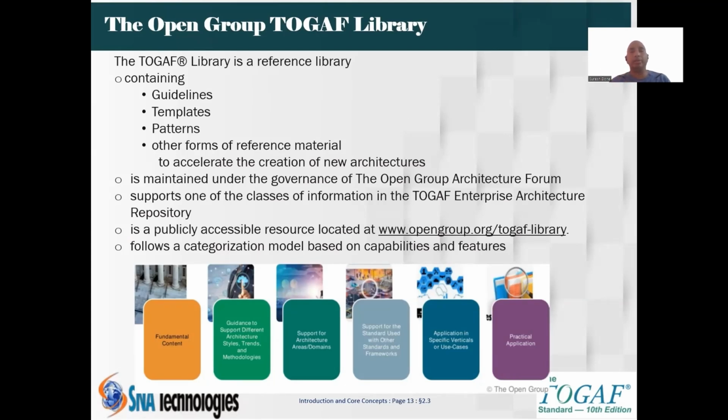some case studies. So there is a huge amount of content in the TOGAF library, and that content is basically divided into 6 categories. One is the fundamental content, and then guidelines to support different architecture styles, trends, and methodologies, support for the architecture areas and domains, support for the standards used and other standards and frameworks, application in specific verticals or use cases, and the practical application. Okay.